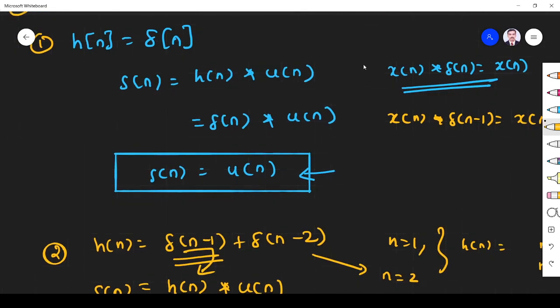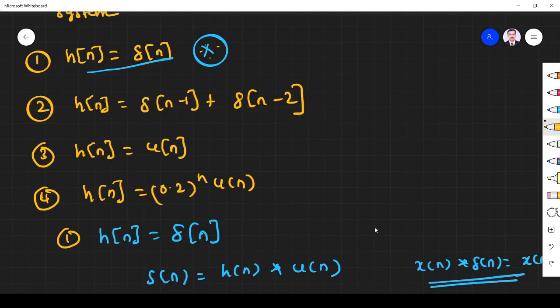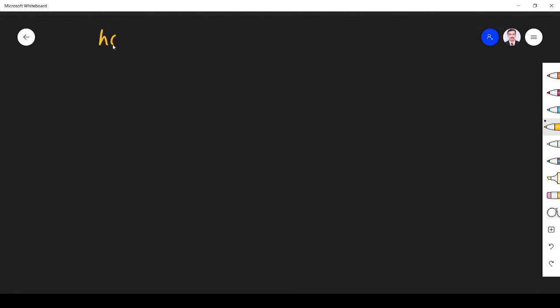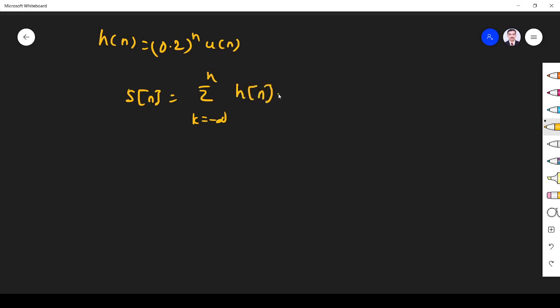Okay, any other problem? Fourth problem: h of n is equal to 0.2 power n into u of n. So this problem, if you do it like that, it is tough. We will follow some other method. We know the formula: s of n is equal to the summation k going from minus infinity to n of h of k. We know this formula also, no?